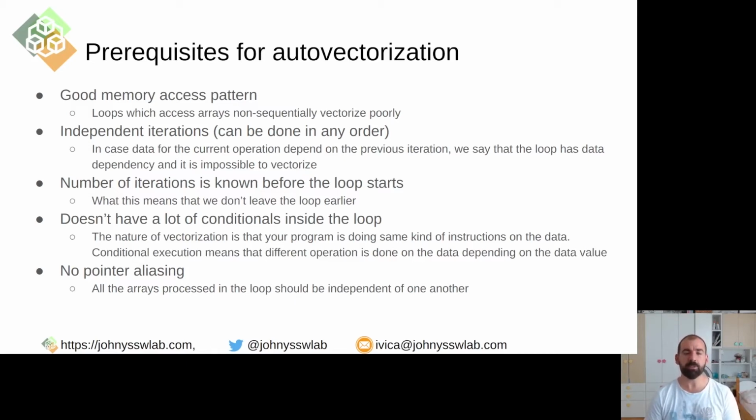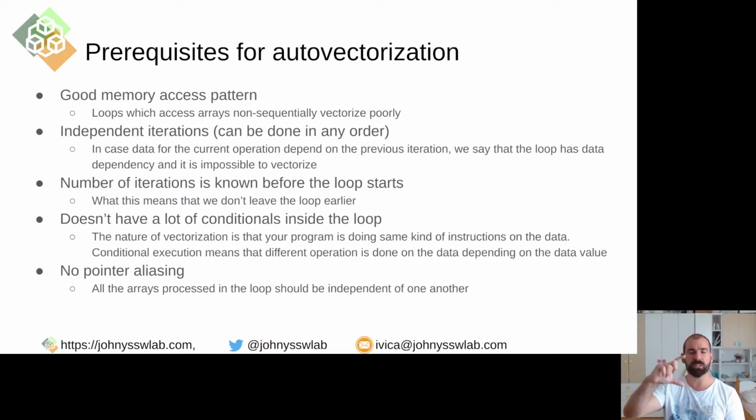Next, the number of iterations is known before the loop starts. What does that mean? If you have a for loop, that means that you cannot break out of it. You cannot use break or continue in the loop, because that means you're skipping over some iterations. Also, the start and the end should be constant while the loop is running. So the start index and the end index should be constant. A loop that goes from 0 to n is constant, but if n changes inside the loop, then the number of iterations is unknown.